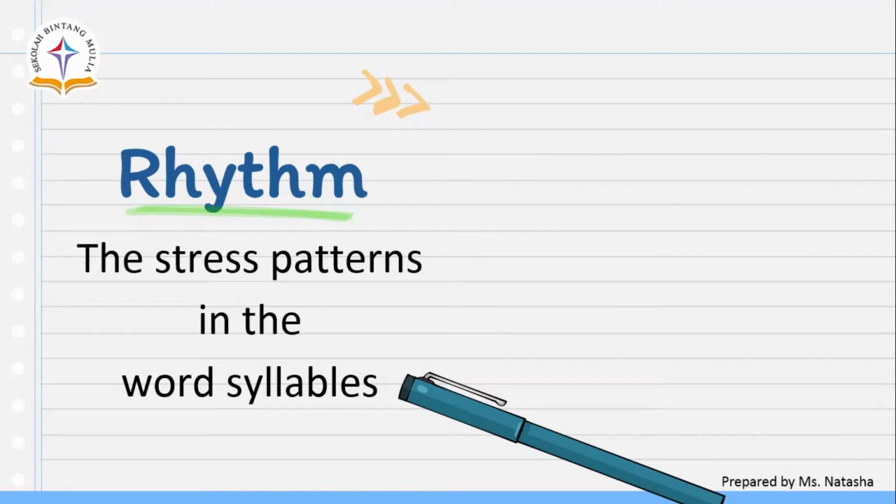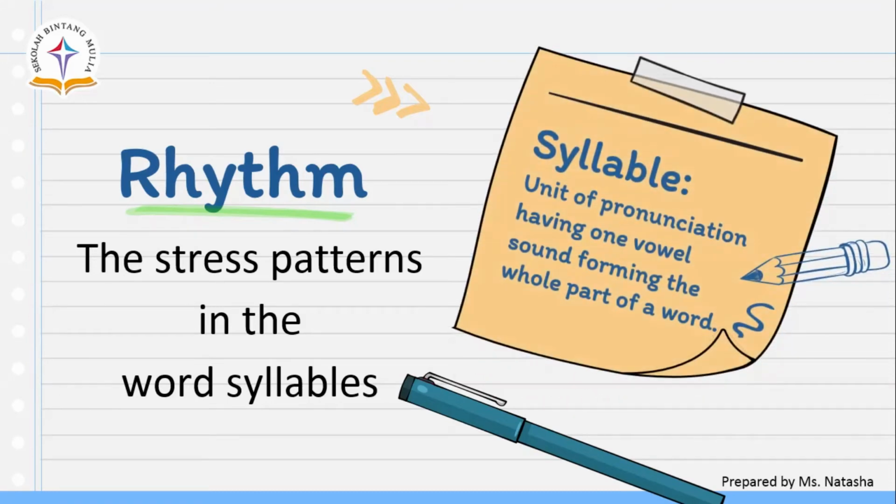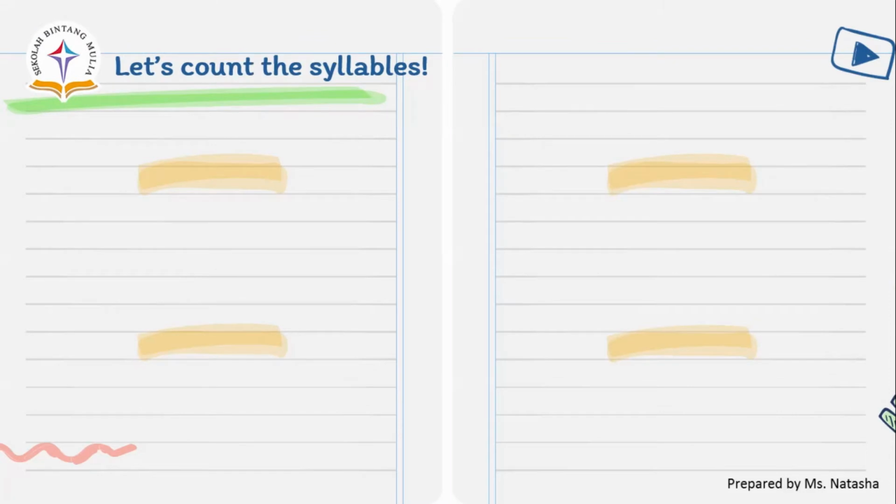And in a poem, we will have stress patterns in each word, and each word has syllables. Just like the word rhythm, the syllables are two. Why two syllables in the word rhythm? Let's find out the meaning of syllable. A syllable is a unit of pronunciation having one vowel sound, forming the whole or part of a word. So, let's take a look at this exercise for better understanding of what a syllable is.